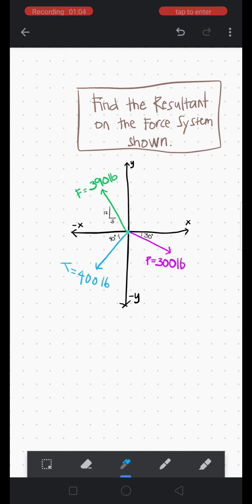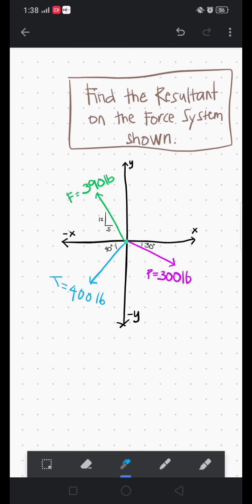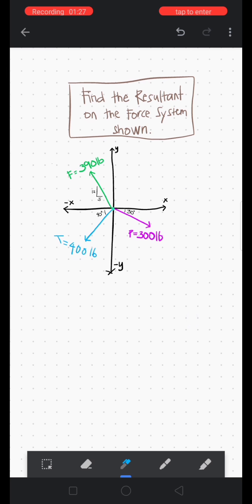To find the resultant of this force system, we must first know the components of these forces. After getting the components, take the square of each, the component in the x and the component in the y, and then take the square root of the sum. That's the resultant.